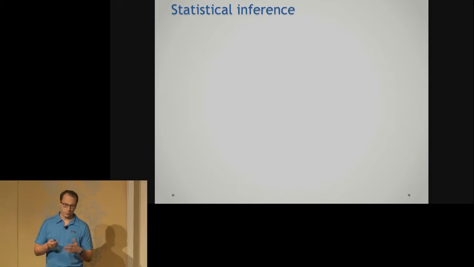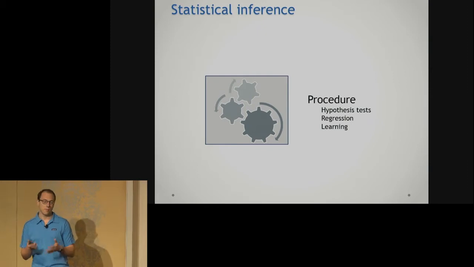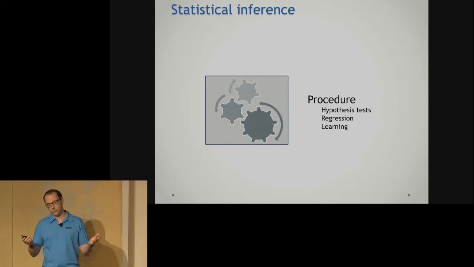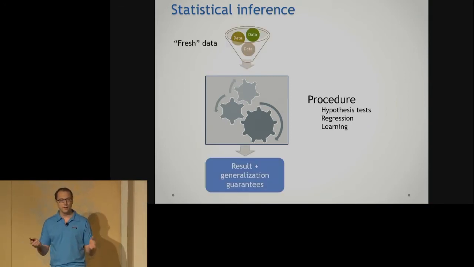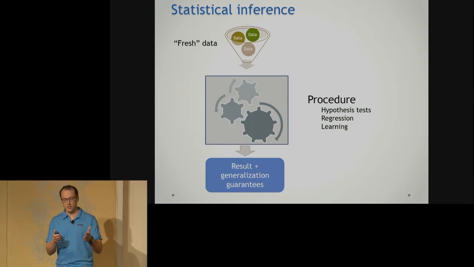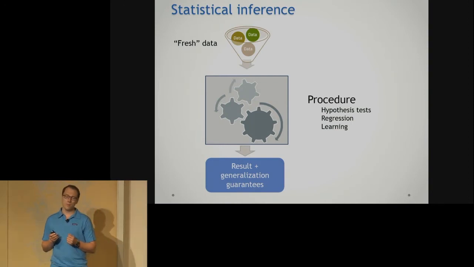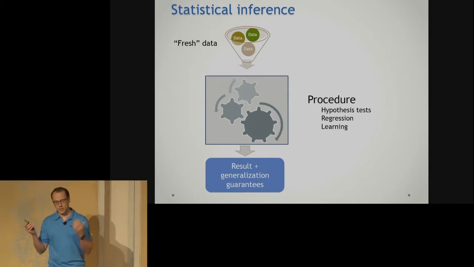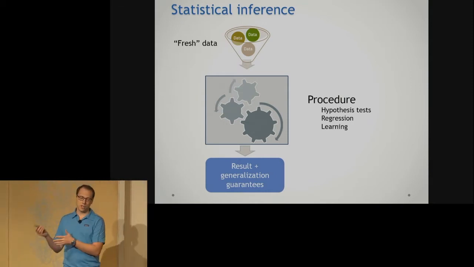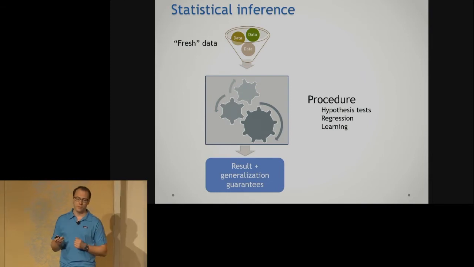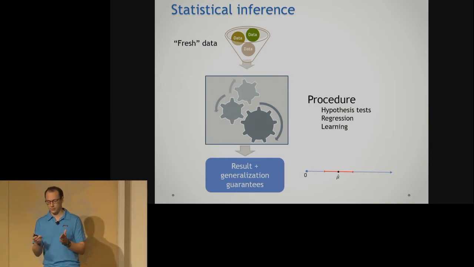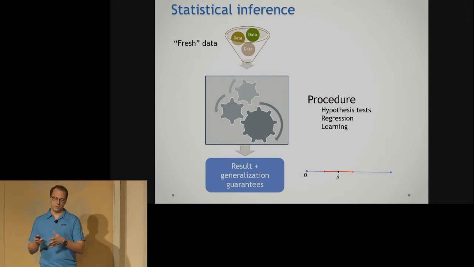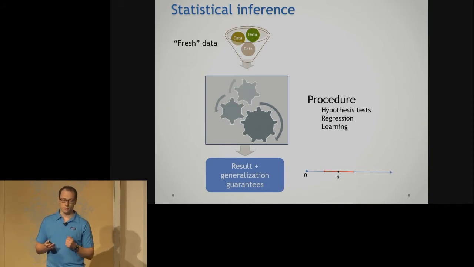One standard way to get those generalization guarantees is that we start with some fixed procedure, such as a hypothesis test or regression or learning. Usually theoreticians analyze those procedures and come up with a theorem which says that if you feed fresh data, and fresh here means basically independent of the procedure that we are analyzing, then you'll get some result. And for that result, you also have generalization guarantees, given by some theorem. It could be, for example, a confidence interval for some underlying parameter. And a confidence interval is exactly a statement about the generalization guarantees of an algorithm.